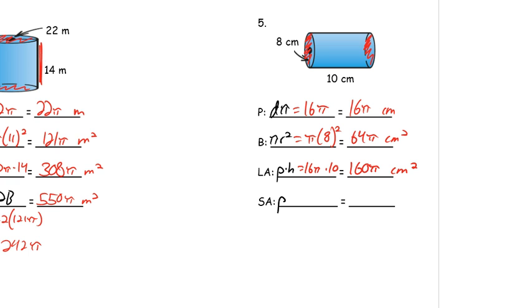And surface area, that's perimeter times height plus 2 bases, or 160 pi plus 2 bases, 2 times 64 pi each. Simplify that, and then go ahead and add up those two numbers, keeping pi with it. 288 pi centimeters squared. Again, kind of gets a little repetitive.